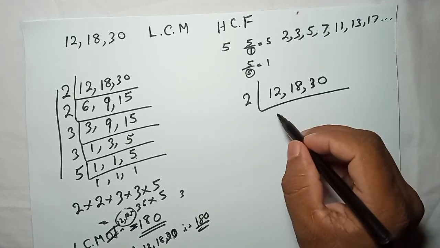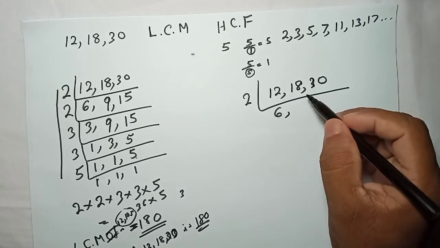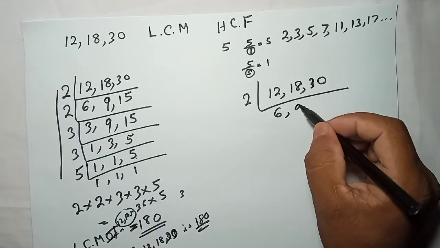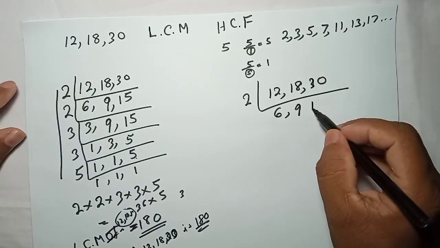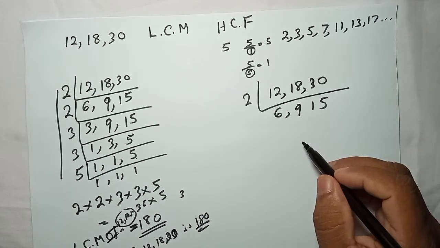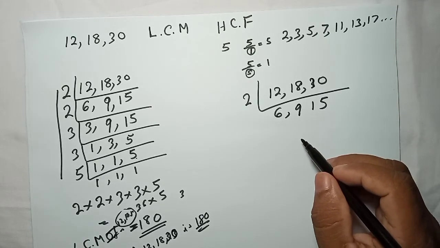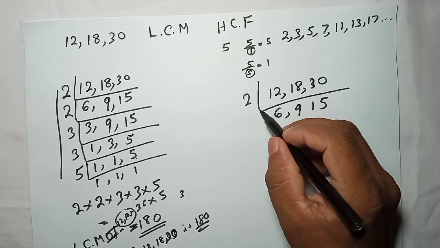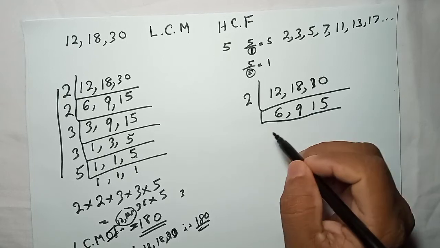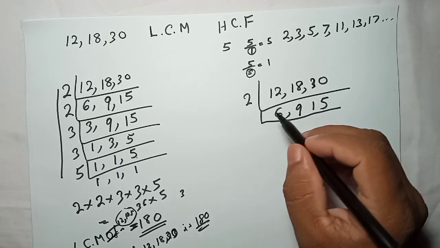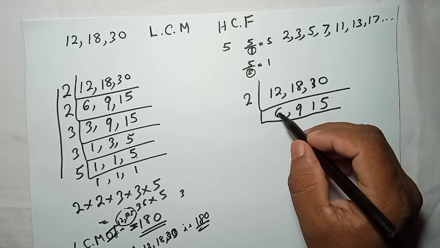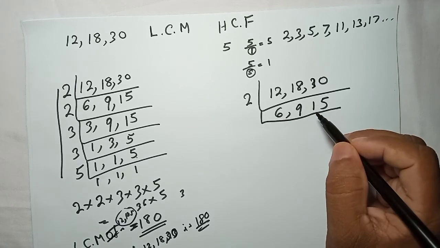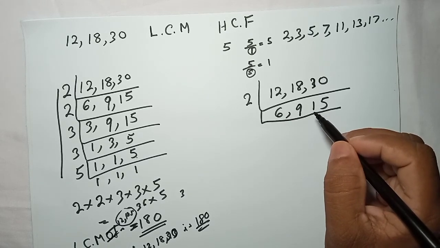What is the answer? How many 2 are there in 12? 6. How many 2 are there in 18? 9. How many 2 are there in 30? 15. Right? Then here is the key point. Now here you can't divide by 2. Because why? You have one number here divisible by 2, but these and these you can't divide by 2. This is the main thing.